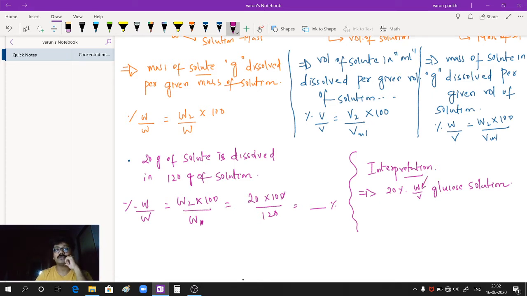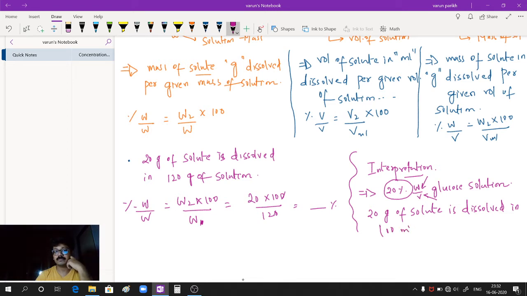So understand how to interpret. This is the mass of solute, and this is the volume of solution. It is mass by volume percentage, and it is 20. The interpretation of this will be 20 gram of solute, because the numerator is W and is of solute, dissolved in 100 ml of solution, since percentages are always per 100. This is known as the mass by volume percent interpretation, and similarly you can go for the rest of the two interpretations.